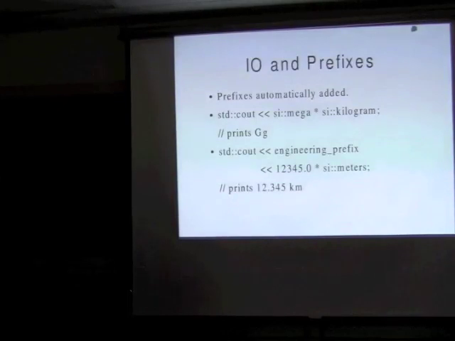You can also tell the library that you want it to apply prefixes automatically. So if you use the stream manipulator engineering prefix, it will scale it so the value is at most three digits before the decimal point. So in here, if you have 12,345 meters, it'll print 12.345 kilometers. If you have it bigger, it'll turn to megameters, gigameters, terameters, all the way up to whatever 10 to the 24 is, which is the highest metric prefix.